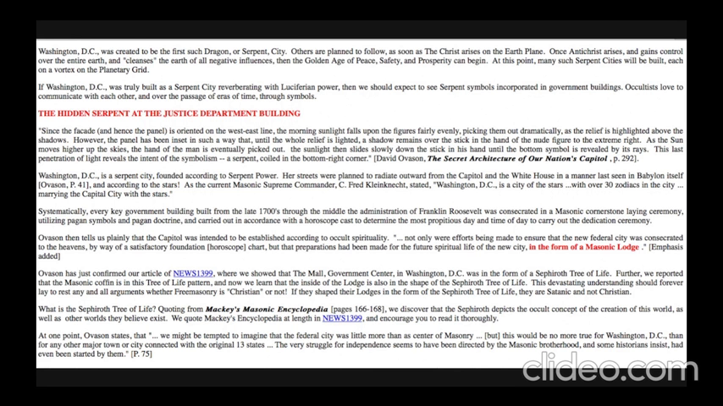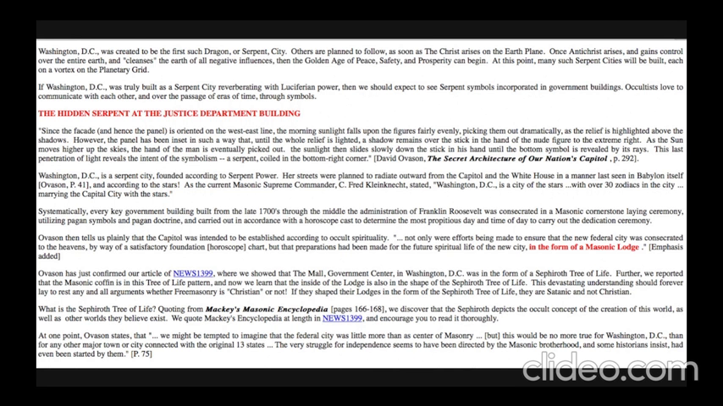As the sun moves higher up the skies, the hand of the man is eventually picked out. The sunlight then slides slowly down the stake in his hand until the bottom symbol is revealed by its rays. This last penetration of light reveals the intent of the symbolism, a serpent coiled in the bottom right corner. Washington, D.C. is a serpent city founded according to serpent power.